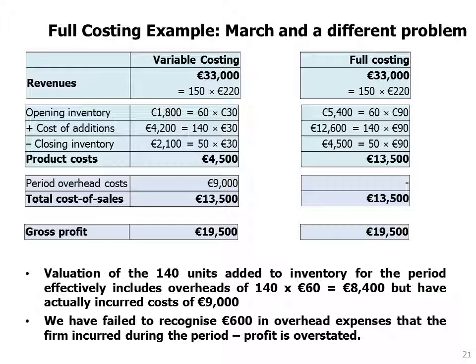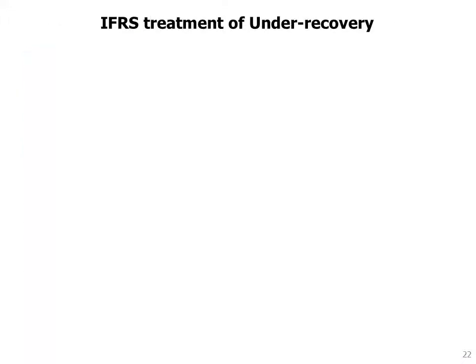But the firm actually incurred costs of 9,000 euros. So what's happened here is the opposite to what happened in February, which is that we failed to recognize 600 euros in overhead expenses that the firm actually incurred during the period. So here the profit is overstated. And the IFRS treatment of under-recoveries.